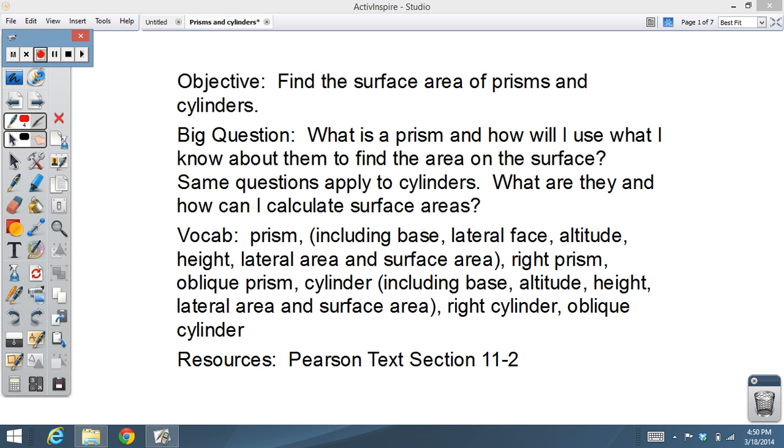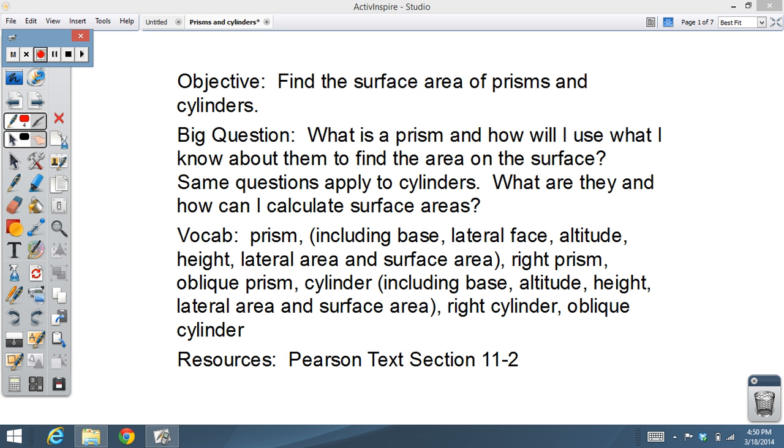Today, we're looking at Pearson Tech Section 11-2, so you can follow along in the book if you like. What we're going to be doing today is talking about prisms and cylinders, and more specifically, how do we find the surface area of prisms and cylinders? First we're going to answer the question, what is a prism? What do we need to know about them in order to find the areas of the surfaces? Same questions are going to apply to cylinders.